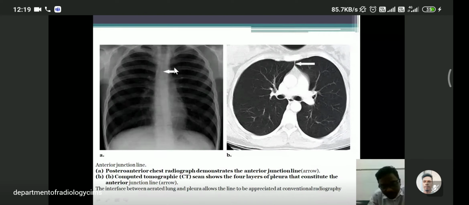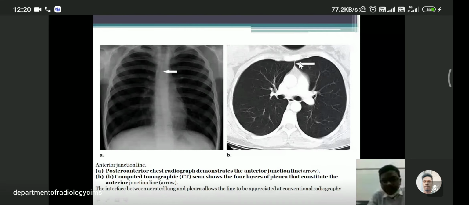It is formed at the interface between the right and the left lung and contains the 4 layers of the pleura. It usually doesn't extend above the level of the junction of the manubrium and the sternum. In the cross-sectional CT image, we can see the anterior junctional line at the interface between the 2 lungs.